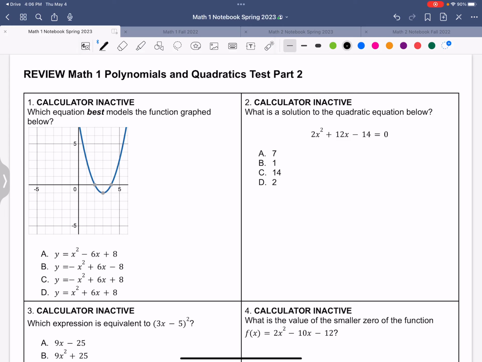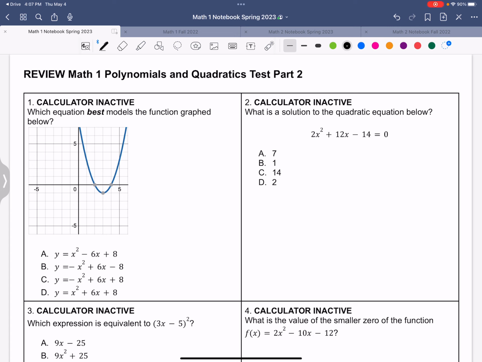Numbers 1 through 5 are calculator inactive. In this review of Math 1 Polynomials and Quadratics Test Part 2, we're going to review all of the topics that will be on this test.